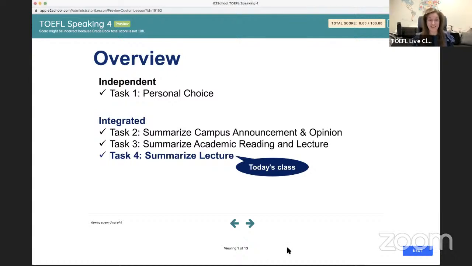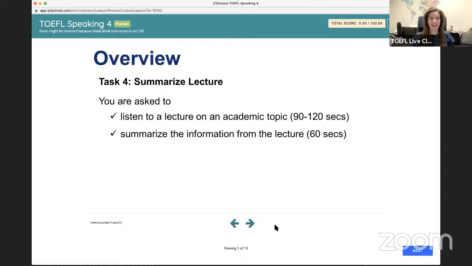Excellent. So today, focusing on summarizing a lecture, also known as task 4 or the integrated task 4. So an overview for task 4, again, we're summarizing a lecture. We're specifically asked to listen to a lecture on an academic topic, and that person will speak for 90 to 120 seconds. And then you need to summarize the information in the lecture, and you have 60 seconds in which to do that.